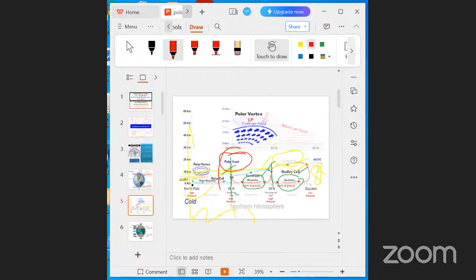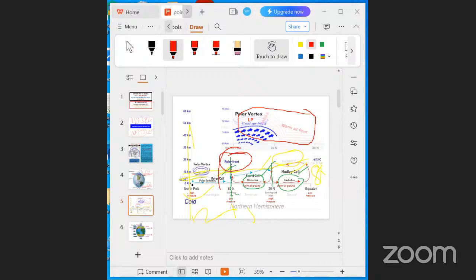So the jet stream forms at the boundary where cold polar air and warm mid-latitude air try to mix, creating fast moving waves and eddies, right? So this is the polar jet stream.